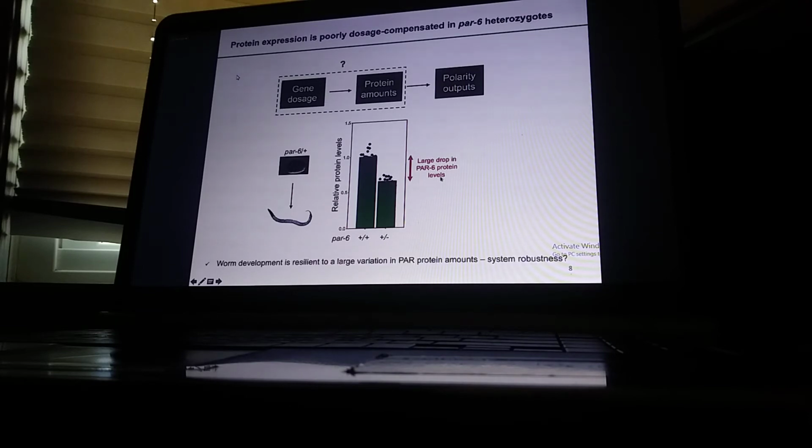At this point, we started thinking about these results, and we speculated that worm development is actually resilient to a large variation in PAR protein amounts. And so we started thinking about this idea of system robustness that is likely inherent to the PAR polarization system. To better address this question, I needed to get a quantitative relationship between PAR protein amounts and a variety of polarity phenotypes, and with this try to understand how these worms can actually cope with such varying PAR protein amounts.